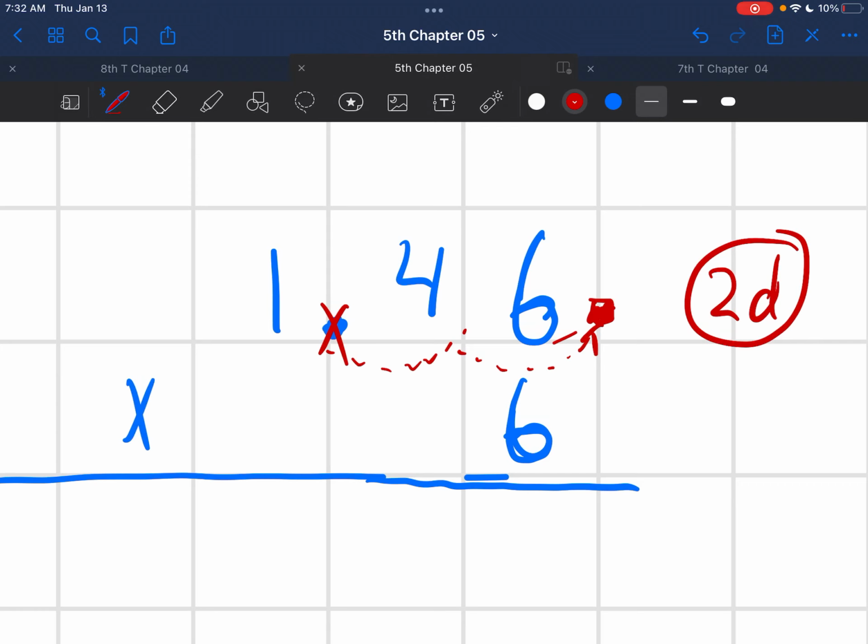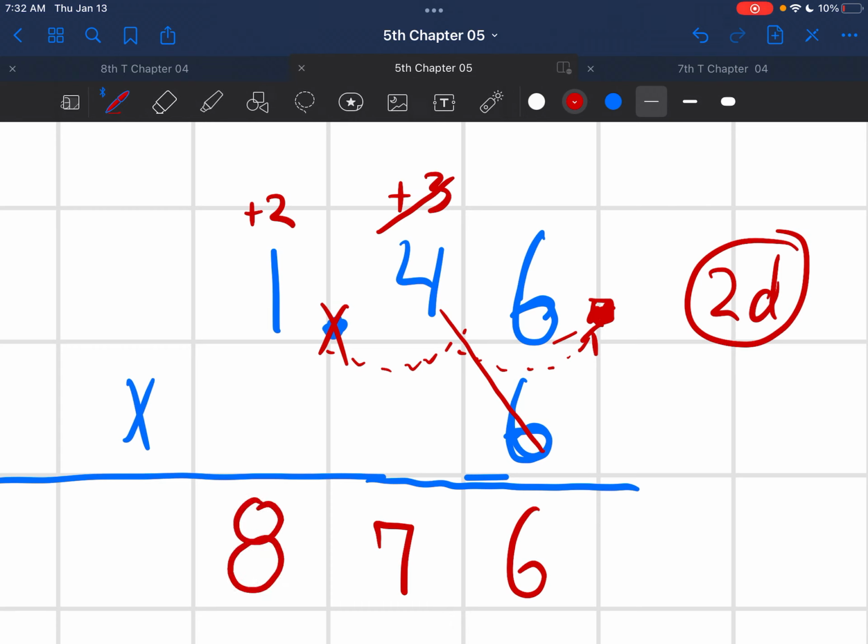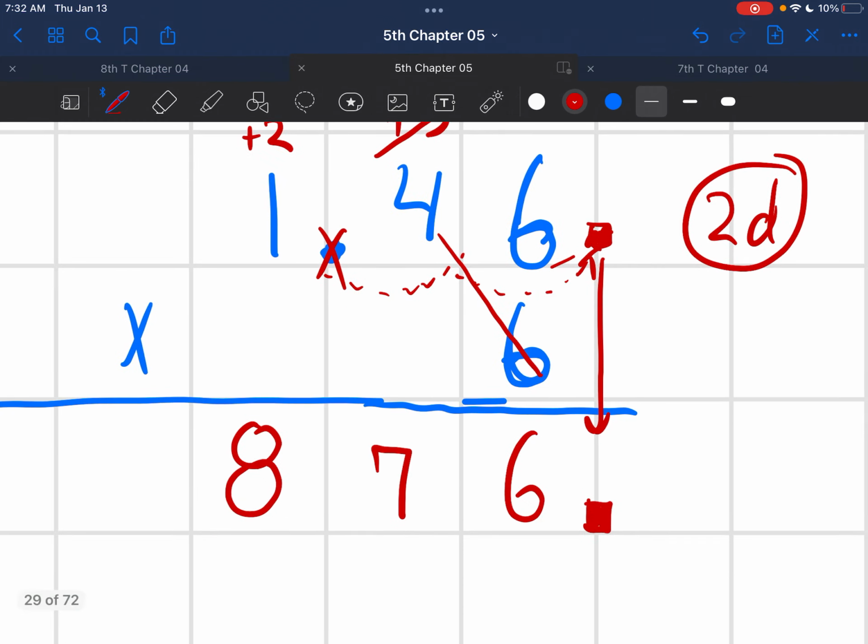6 times 6 is 36. Don't forget to carry the 3. 6 times 4 is 24, plus 3 is 25, 26, 27. Don't forget to carry the 2. And then 6 times 1 is 6, plus 2, 7, 8. That's 8, okay? Bring this decimal down over here. And now, how many decimals do I need to go back? I need to go back twice. So once, twice, and there we go. Our answer for this problem is 8.76.